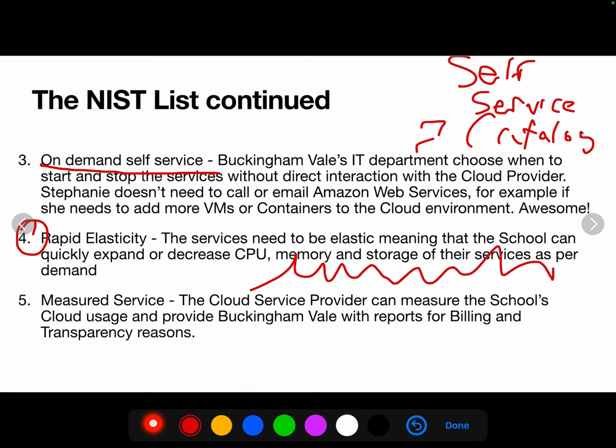That usage measuring helps in both ways, billing and transparency. So those are 5 things, right?